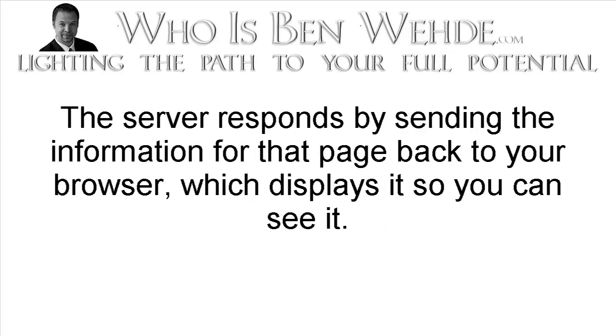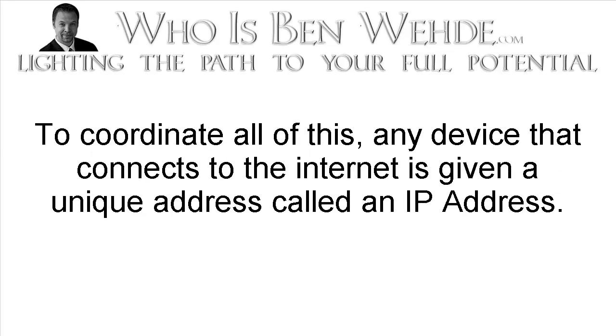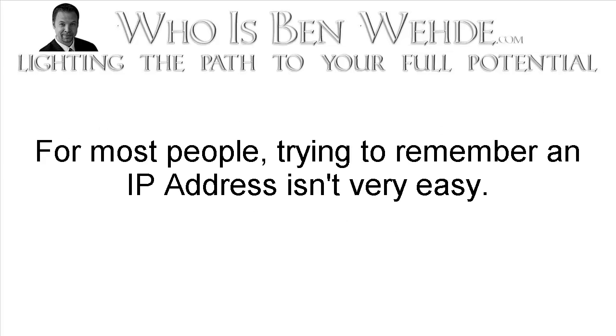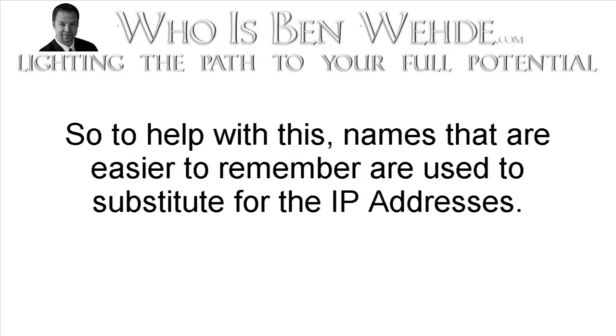The server responds by sending the information for that page back to your browser, which displays it so you can see it. To coordinate all of this, any device that connects to the internet is given a unique address called an IP address. IP addresses usually look something like this: 66.102.14.255. For most people, trying to remember an IP address isn't very easy. So to help with this, names that are easier to remember are used to substitute for the IP addresses.